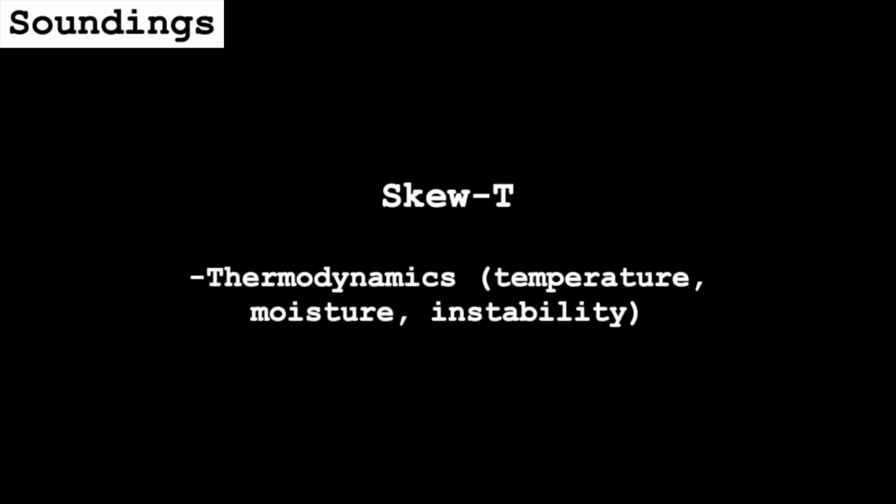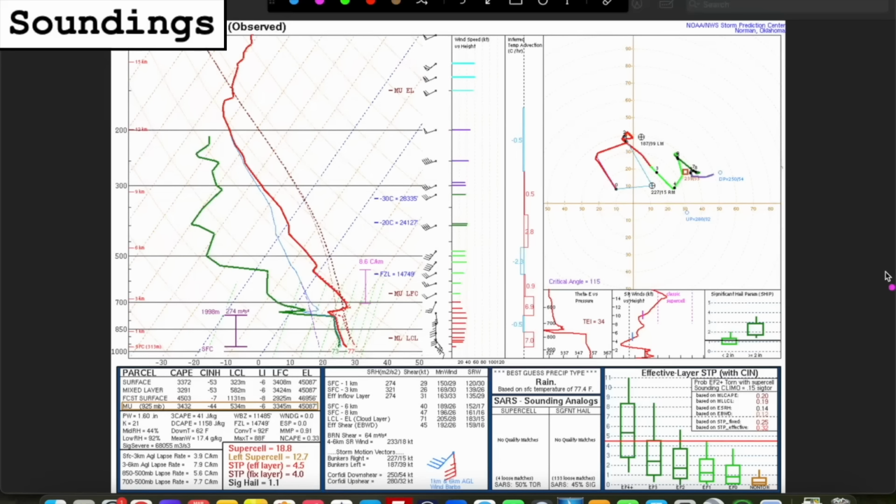This is showing us the thermodynamics in the atmosphere at that given location that the sounding was released from. This is basically involving our temperature and how moist, how dry, how unstable our air is. So we're not going to go through all the intricate little lines on the diagram, but let's just show you what the main features are.